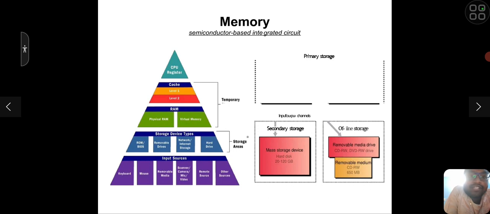The main memory hierarchy of the CPU starts with the first level CPU registers and cache memory, level 1 and level 2, and then it reaches the RAM, physical memory and virtual memory. Then there are the storage device types like ROM, BIOS, removable drives, network or internet storage, or hard drive. And then the input sources like keyboard, mouse, removable media, scanner, camera, mic, video, and also a remote source or other sources. There are two types of storage stages: primary storage and secondary storage.